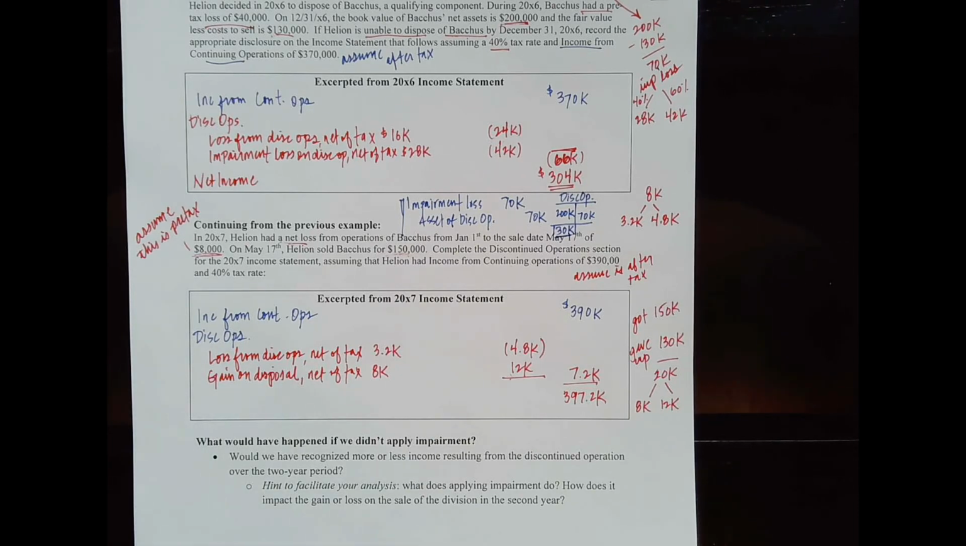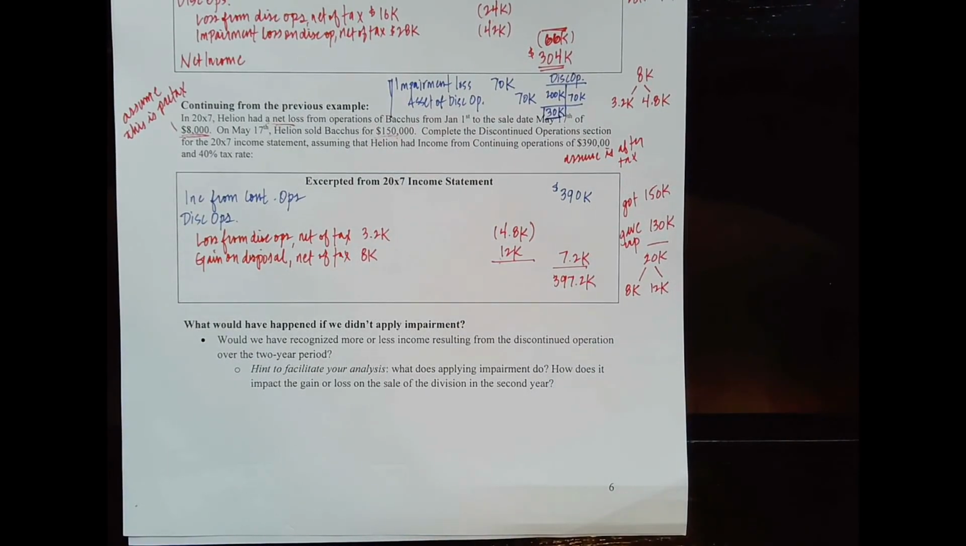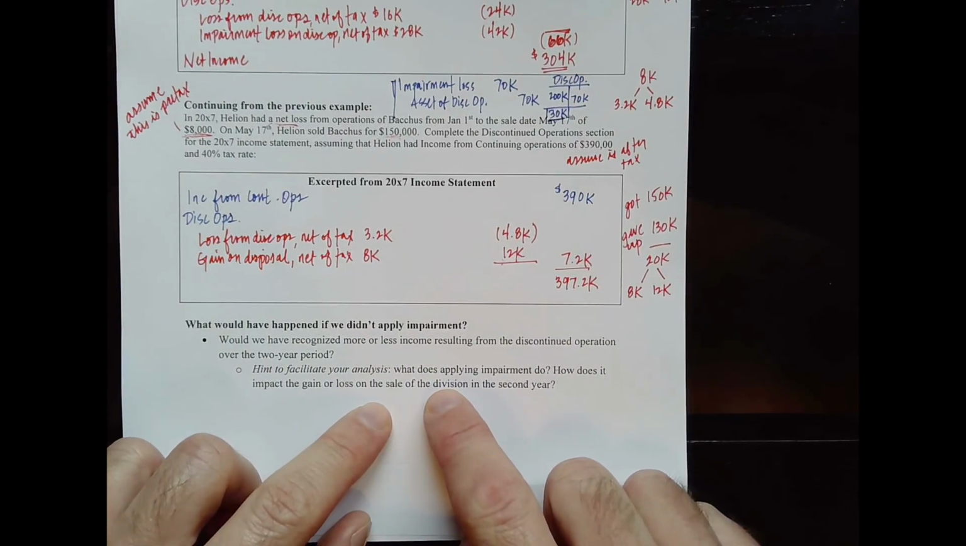Okay. And then here's a little something to think about. What would have happened if we didn't apply impairment? Would we have recognized more or less income resulting from the discontinued operation over the 2-year period? I want you to dig into this and think about it a bit. Really, the best way would be thinking about, what does applying impairment do? How does it impact the gain or loss on the sale of the division in the second year?